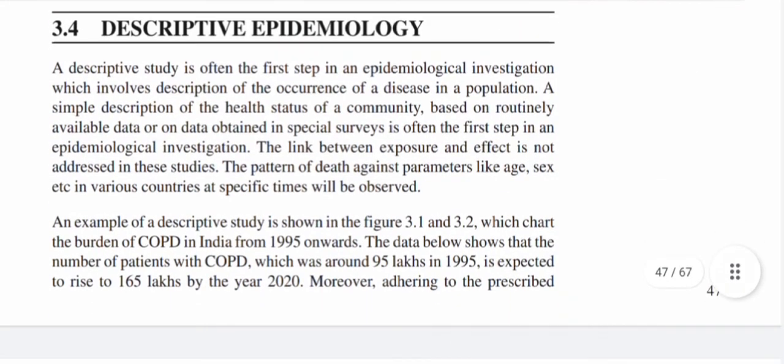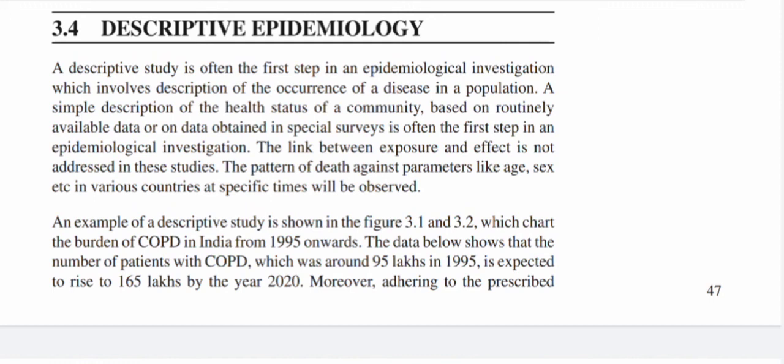Descriptive epidemiology. A descriptive study is often the first step in an epidemiological investigation, which involves description of the occurrence of a disease in a population. A simple description of the health status of a community based on routinely available data or on data obtained in a special survey is often the first step in an epidemiological investigation. The link between exposure and effect is not addressed in these studies. The pattern of death against parameters like age, sex, etc. in various countries at specific times will be observed.